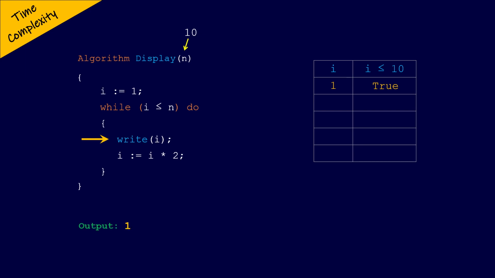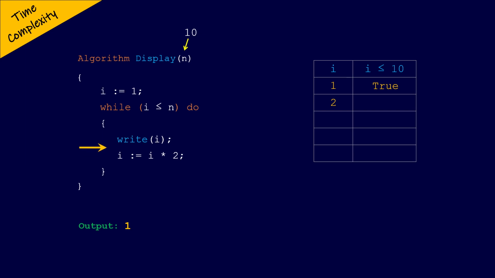Then we have the statement I, which is assigned value I multiplied by 2. The value of I is 1, and now after variable I is multiplied by 2, the value of I will be 1 multiplied by 2, which is 2. So we will write the current value of I, that is 2, in the table.